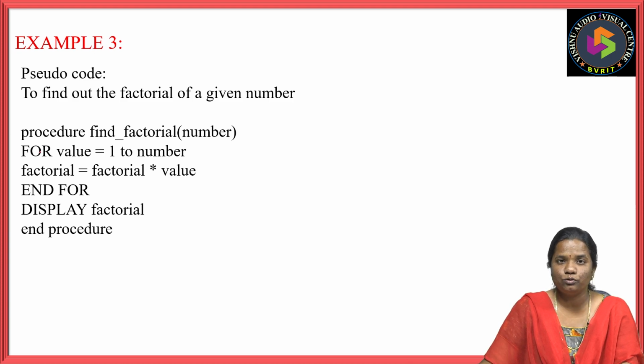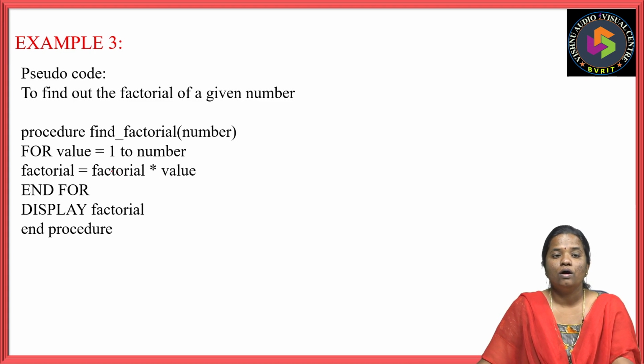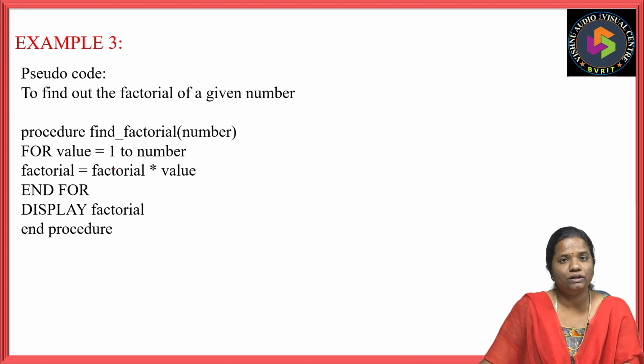Here I am using a for loop, that is the region specified with the for keyword. For value equal to 1 to number, factorial equal to factorial into value, because I have to do the multiplication up to the given number. That is the reason I wrote the for loop. Then end for, so we have closed the for loop. After that, display the factorial. After that, end procedure. So it is saying that we have completed our pseudocode.